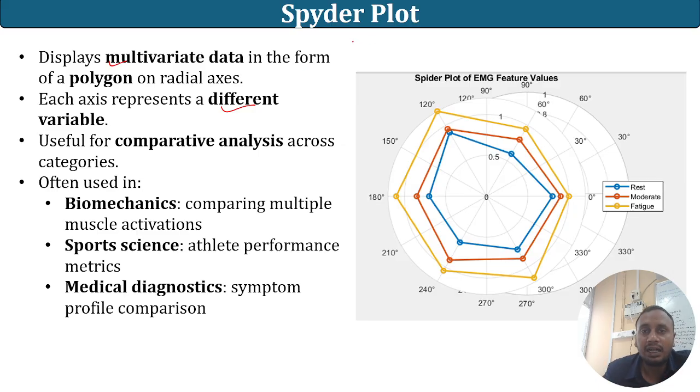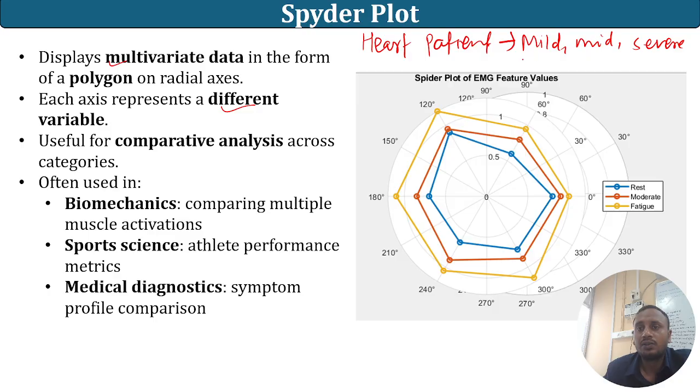Let's say there are heart patients. First one is mild, then mid level, and then severity. For that, some values are there, for this also some values, and this also has values. So we are going to compare which one has more intensity or which one has more impact. What will happen for the severe cases? What will happen for the other cases and all?